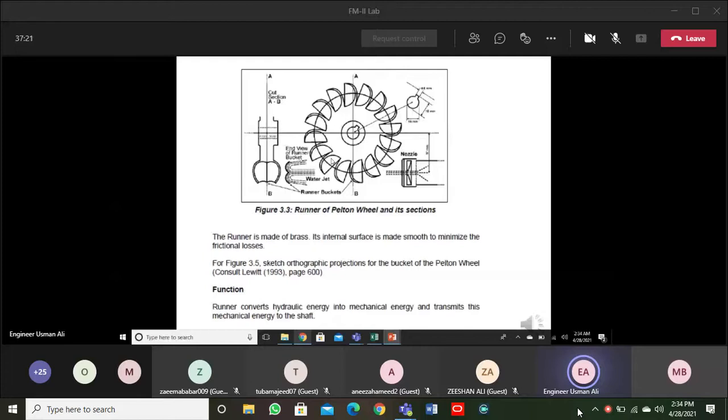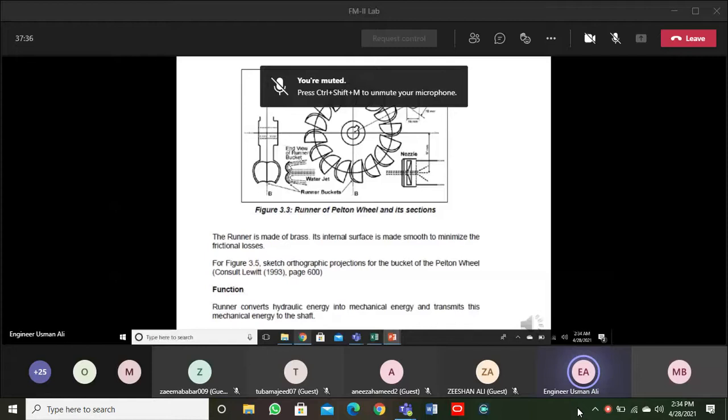Next, the casing. The cover provided around the runner is known as the casing. It is made up of cast iron. Its upper part can be easily removed as it is bolted with the lower part. The pressure of the water inside the casing is atmospheric. So remember this, if I show this figure again, this is all the casing.